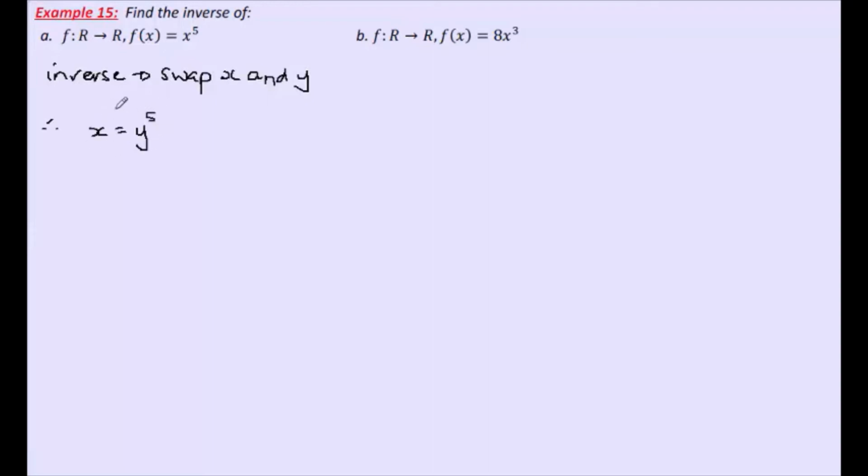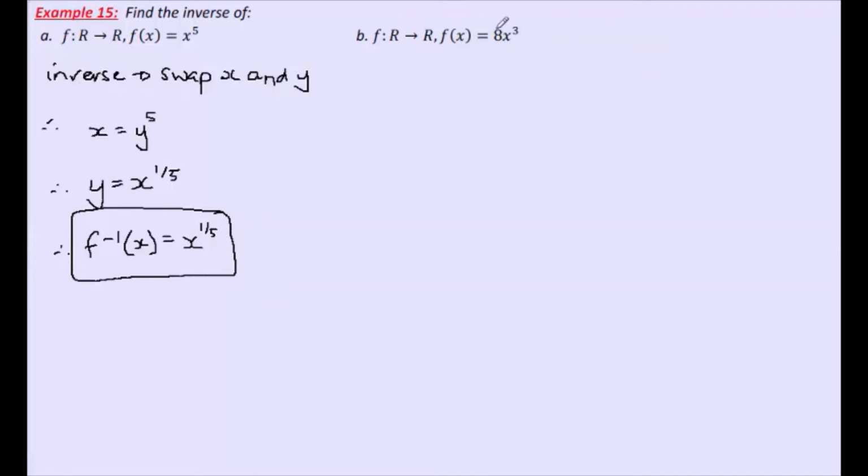And then I need to take the fifth root of this to get back to x. So therefore, y equals x to the fifth. Now, remember I've given this as a function, f of x. So I'm going to say, therefore, the inverse function, f minus 1 of x, will equal x to the power of 1/5. And that's my answer.